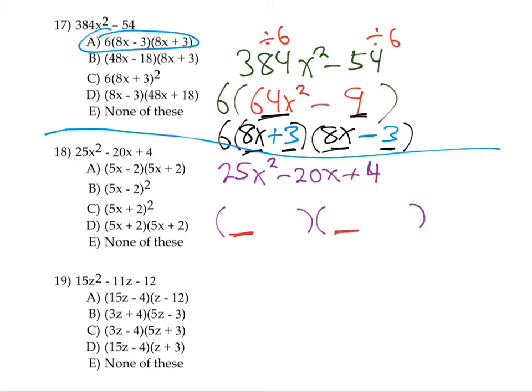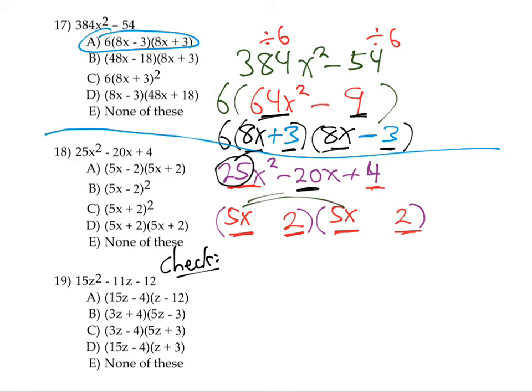Seeing that? So front times front to make front. So that's going to be 5x and 5x to make 25x squared. And, right, good so far. And then last times last to make 4. What times what makes 4? 2 times 2 makes 4. Okay. But 2 and 2 don't make 20. Remember, these are the harder kind. When you have a number in the front, you have to check. Meaning you have to take the first one and go to both.